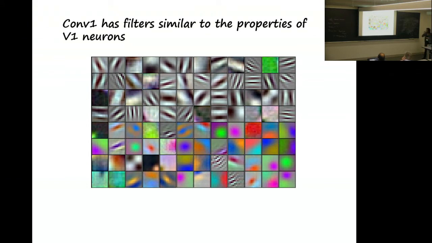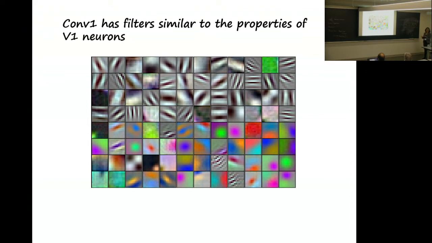So the first layer of the convolutional net, people have shown that the features are very similar to V1 receptive field properties. So you see orientation tuning, spatial frequency, and selectivity for color.